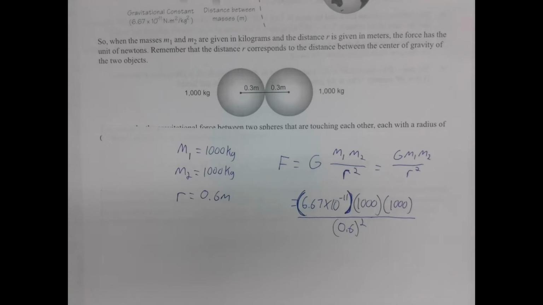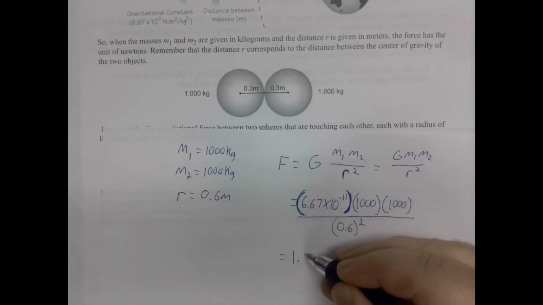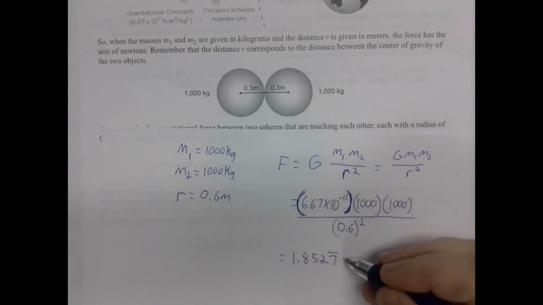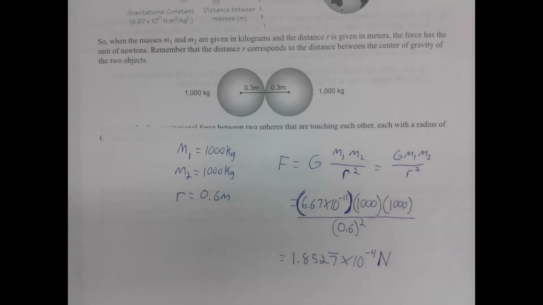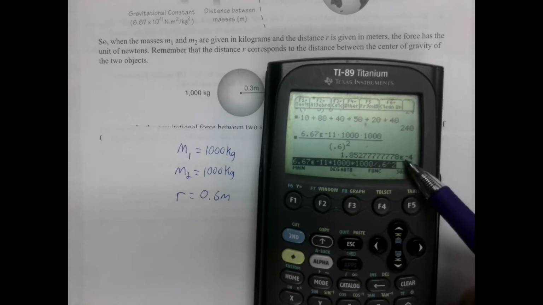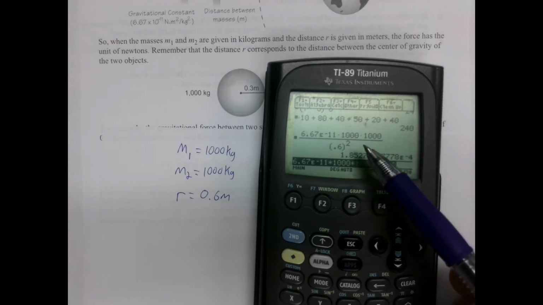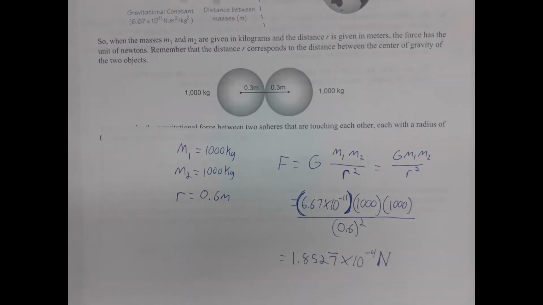So multiplying this out, you get an answer of 1.8527 repeating times 10 to the negative 4. And this would be force, so force is measured in newtons. Note that your calculator uses this symbol E. This E means times 10 to the negative 4. You could also use E to type it in. You should see it on your calculator.